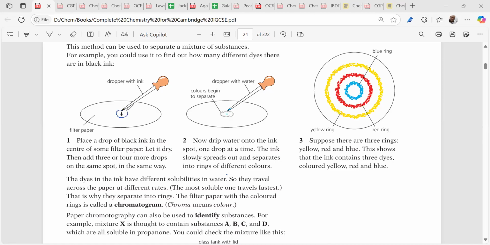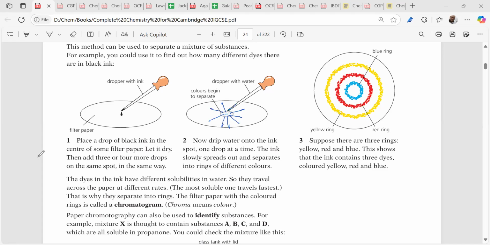If you're taking the ink, we are putting it onto the chromatography paper and it dries, right? After that, we are putting a drop of water, right? When you're putting a drop of water, what happens? The drop of water spreads, right? Means that there's a solvent which you're having. The solvent spreads over here.